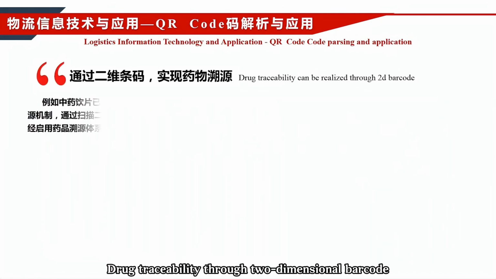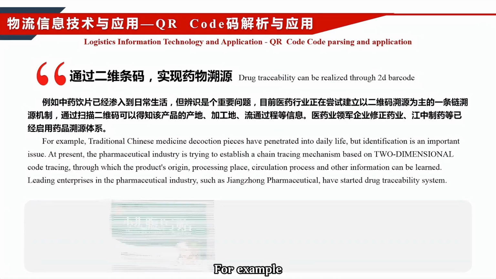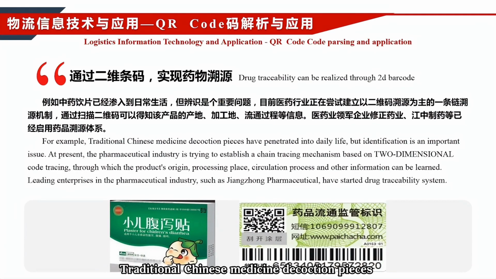Drug traceability through two-dimensional barcode. For example, traditional Chinese medicine decoction pieces have penetrated into daily life, but identification is an important issue. At present, the pharmaceutical industry is trying to establish a chain tracing mechanism based on two-dimensional code tracing, through which the product's origin, processing place, circulation process, and other information can be learned.